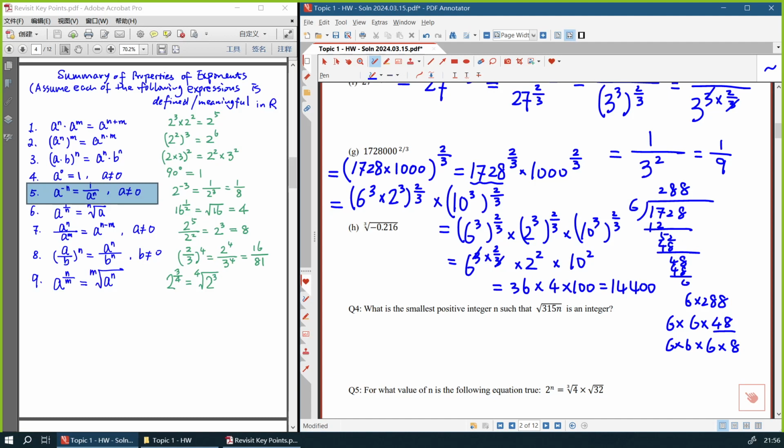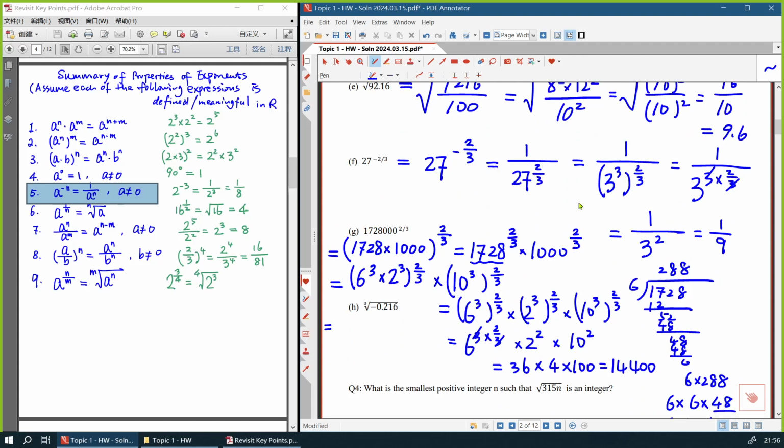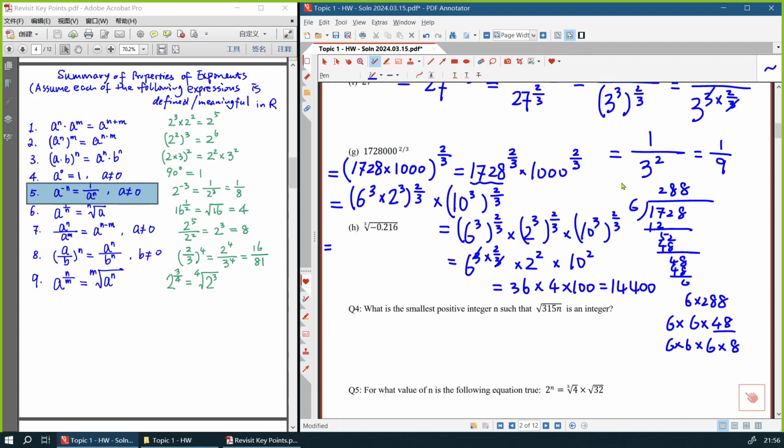Sunny, can you follow me? Yeah. All right, so any thoughts for the next one? This one is similar to the question in E, right? Again, we can convert the decimal number to a fraction. So that's negative 216 over 1000.